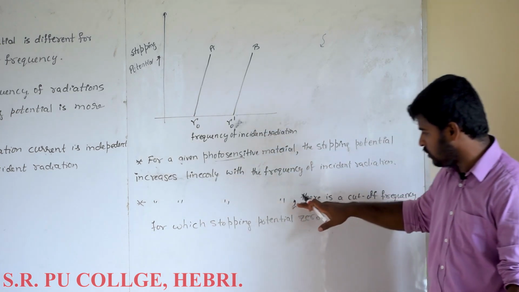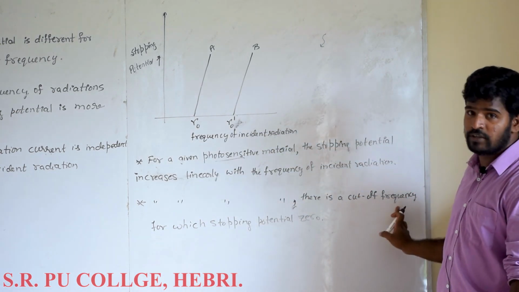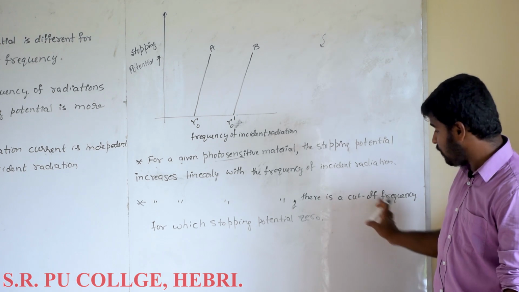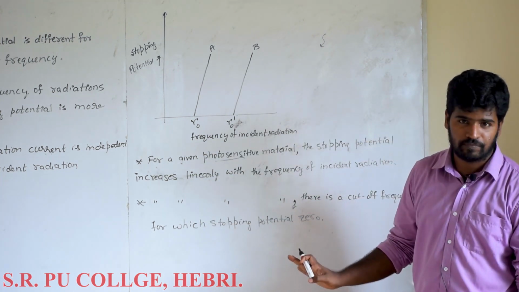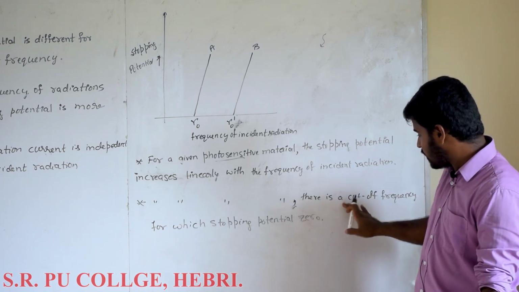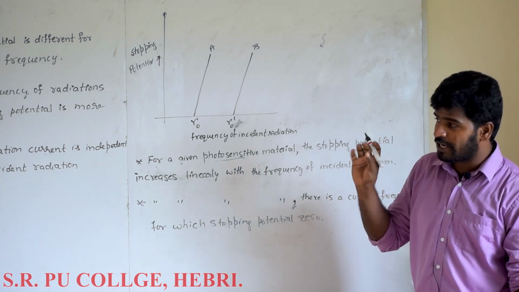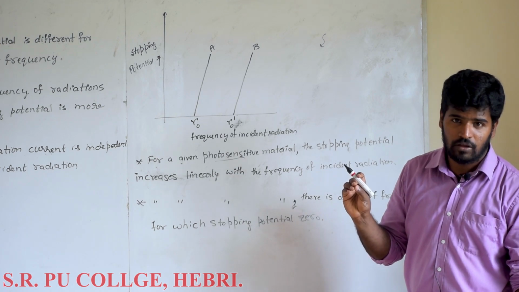For a given photosensitive material, there is a cutoff frequency for which the stopping potential is equal to 0. What is the meaning of that cutoff frequency?